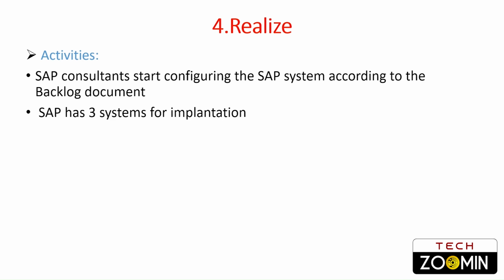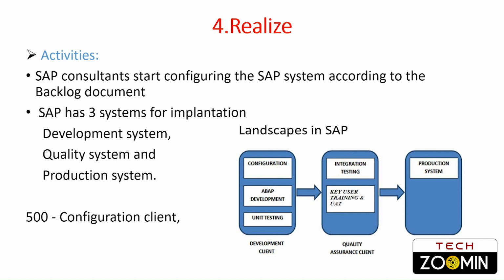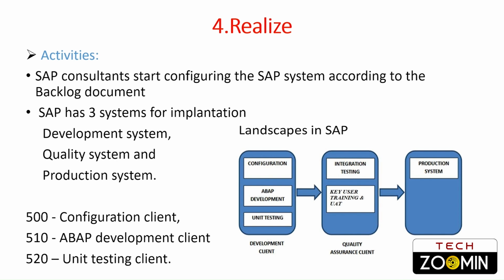So SAP has three systems for implementation. I already told that. So what are those? Development system, quality system, and production system. Okay. So in the realization phase, we will use the development system to configure the client's business process into SAP. In the development system, again we have three clients. One for configuration, let's say 500 client, one for code development, say 510 client, and one for unit testing, say 520 client.